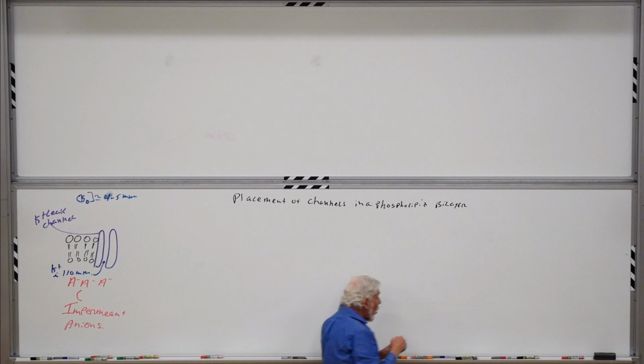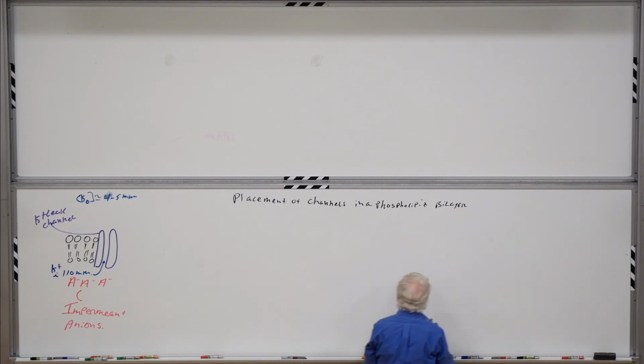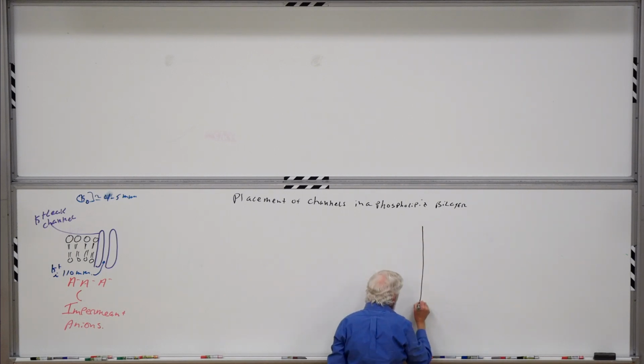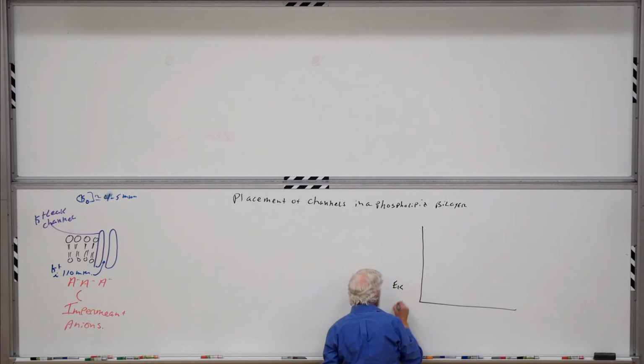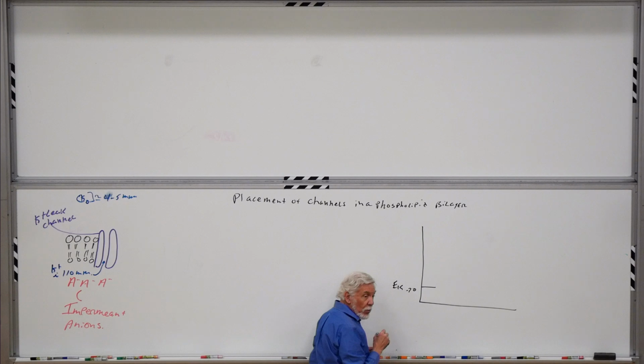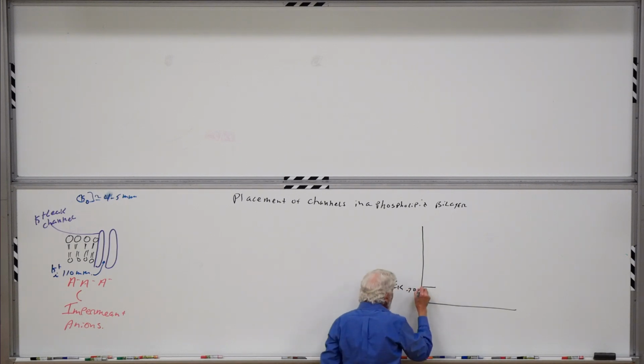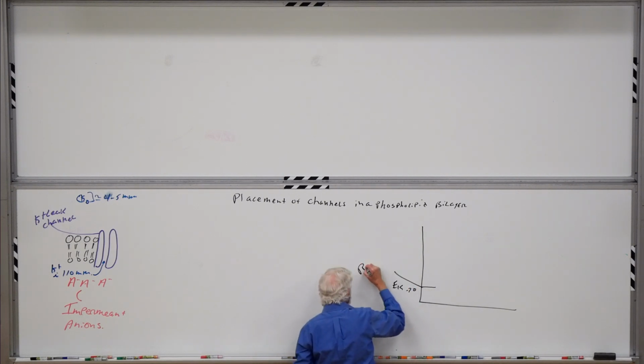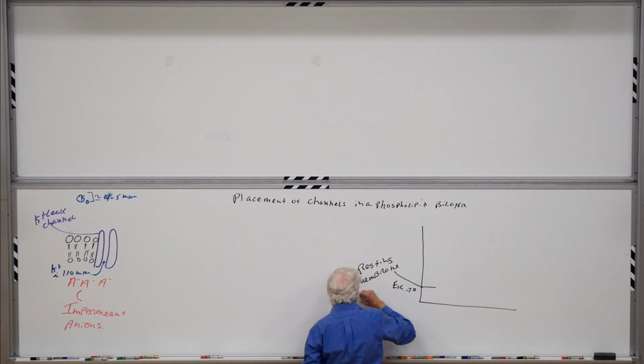We then described, using the Nernst potential, the idea of an equilibrium potential for potassium, and we said that's EK. And we said that the equilibrium potential for potassium is normally in the neighborhood of about minus 70 millivolts. And this was said to be the resting membrane potential.